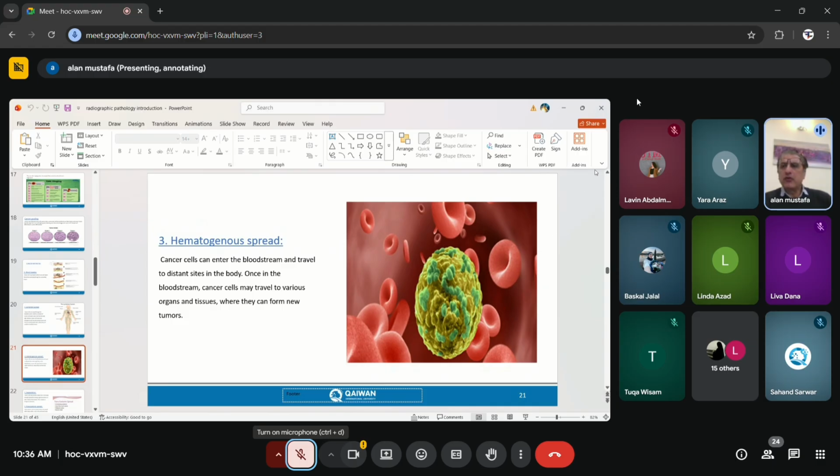Then we have hematogenous spread. This is where the cancer is transported through the blood system. Again, colon cancer can spread to the liver. How does it spread from the colon to the liver? Through the blood system. So this is hematogenous spread, and this is the most important way of spread of cancer.